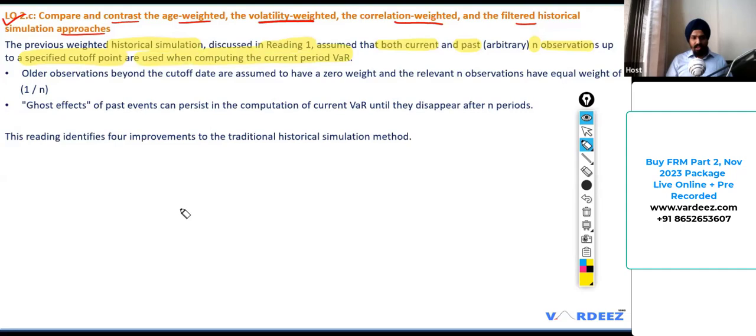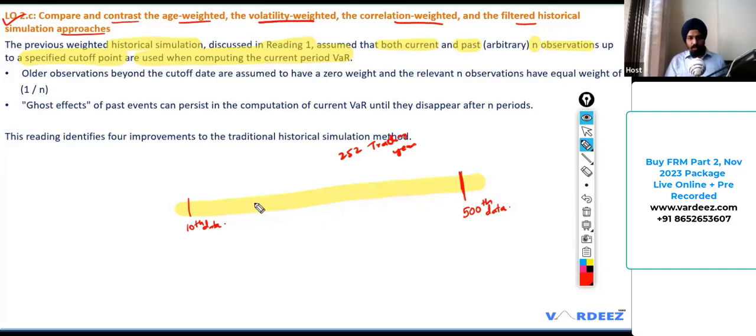So essentially, when you create a historical simulation, you just arrange the data, and then for all the data points, you're giving equal weightage. For example, if this is the 500th data point, and this is perhaps the 10th data point. So you can imagine if I have 252 trading days in a year, then this is approximately 2 years of data, right? 500 data points. So approximately 2 years of data.